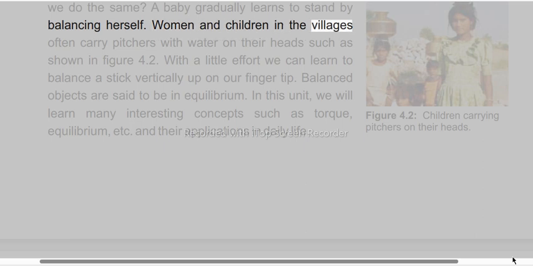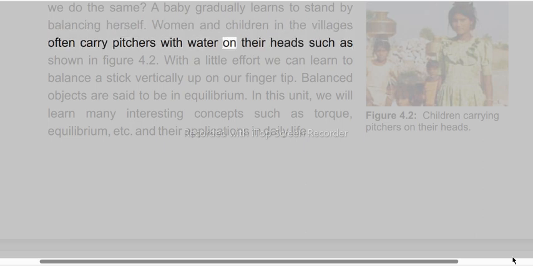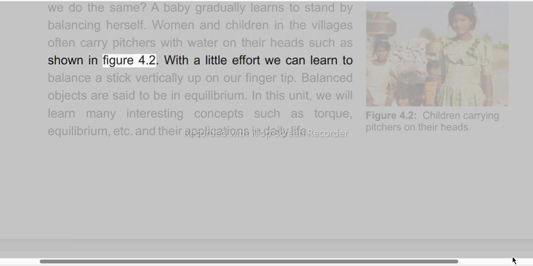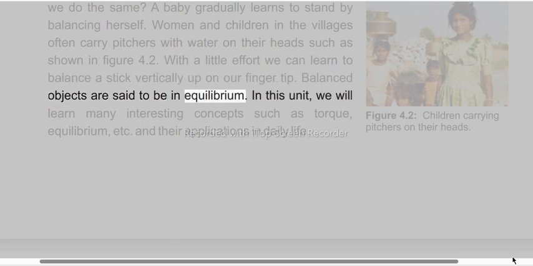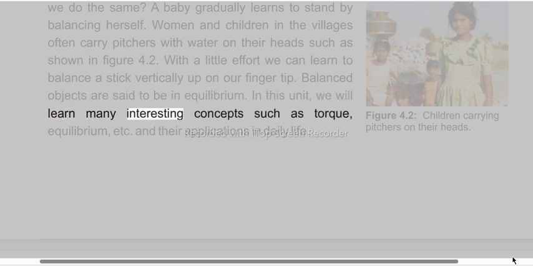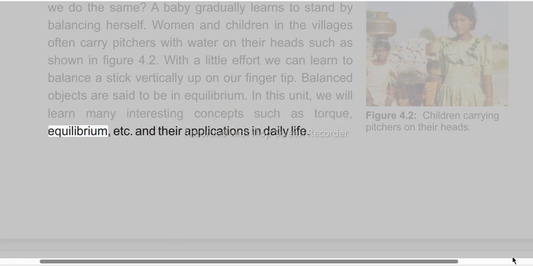Women and children in the villages often carry pitchers with water on their heads, such as shown in figure 4.2. With a little effort we can learn to balance a stick vertically up on our fingertip. Balanced objects are said to be in equilibrium. In this unit, we will learn many interesting concepts such as torque, equilibrium, etc., and their applications in daily life.